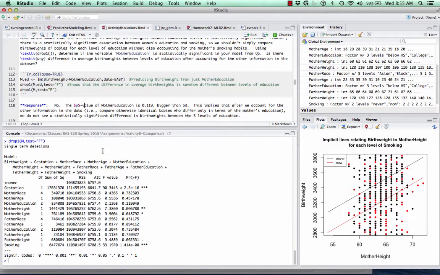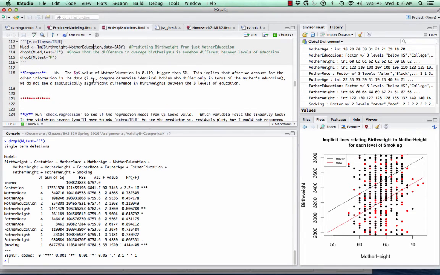So basically, if we restrict ourselves to comparing otherwise identical babies, babies born to mothers who either do smoke or mothers who don't smoke, and with the same characteristics for the mothers and fathers, and the only difference between these babies is the level of education of the mother, we don't see any more statistically significant differences in the average birth weights here. That difference that we saw just by straight up comparing the averages between the three levels of education kind of goes away after we account for the other variables in the data set.